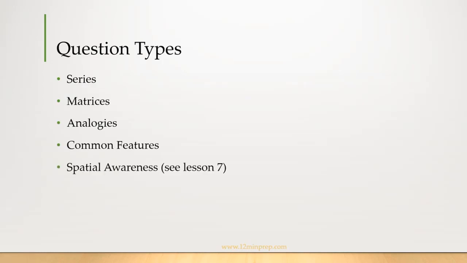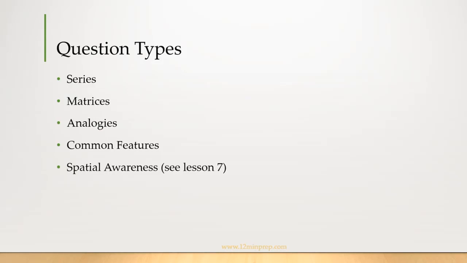There are 5 question types in the abstract reasoning section: series, matrices, analogies, common features, and spatial awareness, which will be discussed separately in the next lesson, simply in order to make this lesson more digestible. As in previous lessons, we will review these styles through sample questions, and each question will have a time limit to keep you challenged.